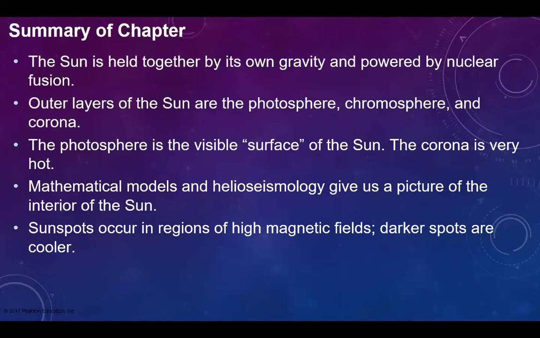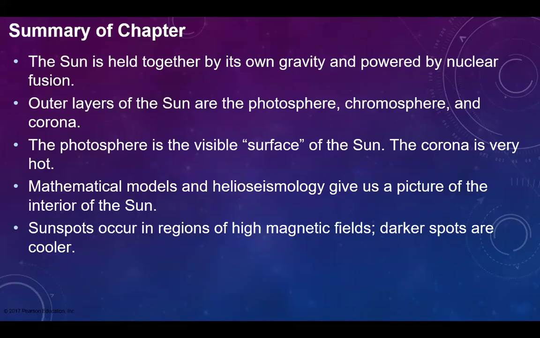So this is the end of chapters 15 and 16. The sun is held together by its own gravity and powered through nuclear fusion. The outer layers of the sun are the photosphere, chromosphere, and corona. The photosphere is the visible surface of the sun. The corona is very hot.